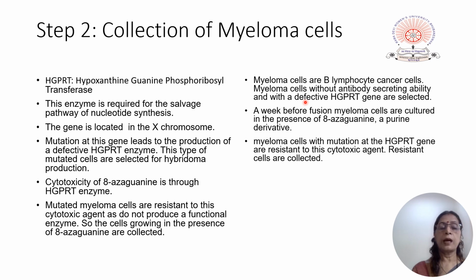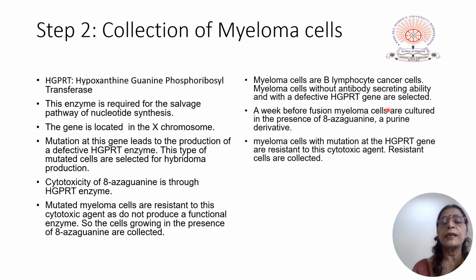Myeloma cells are B lymphocyte cancer cells and they have certain properties. For hybridoma technology, myeloma cells are selected because they have immortality. The myeloma cells for this particular procedure must be HGPRT negative, and they are mutated myeloma cells.